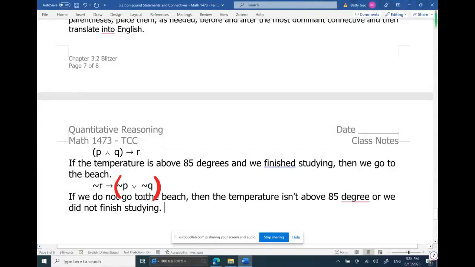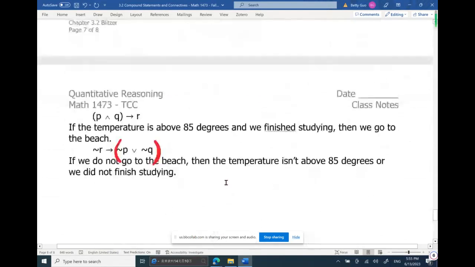Okay. So if, followed by the antecedent, which is not R, then, following then, we have the consequent. The consequent is a disjunction. The temperature isn't above, not hot enough, or we didn't finish the job. We didn't finish the study. All right, so that's the last one.